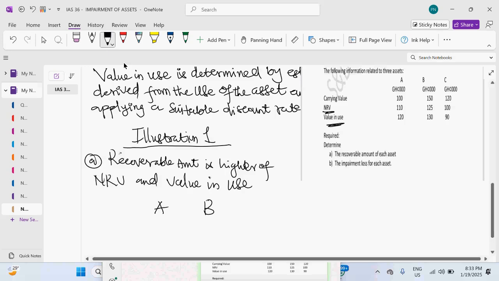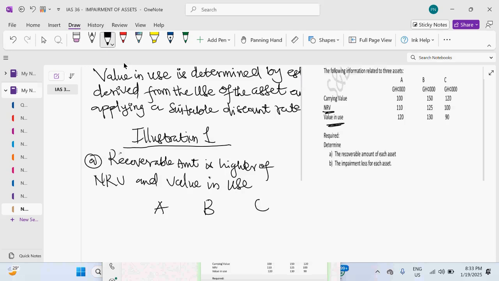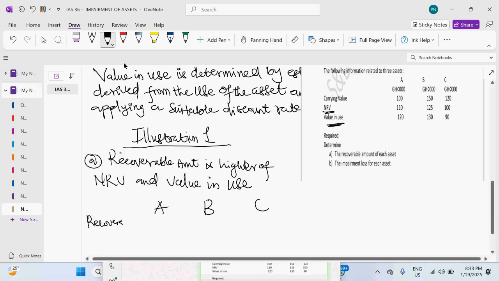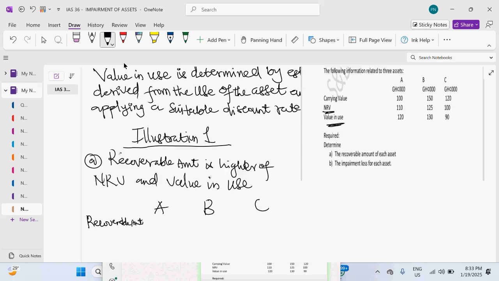For A, B, and C, what is the recoverable amount? The recoverable amount for A is 120. Why? Because between the NRV and the value in use, the value in use is the higher one. So value in use is higher than the 110, and that makes it the recoverable amount.